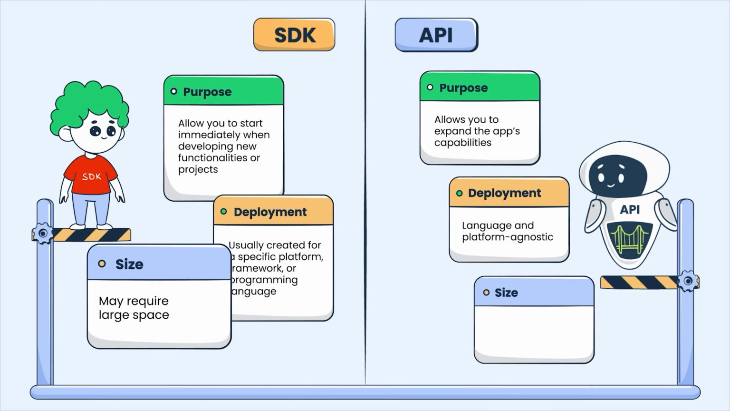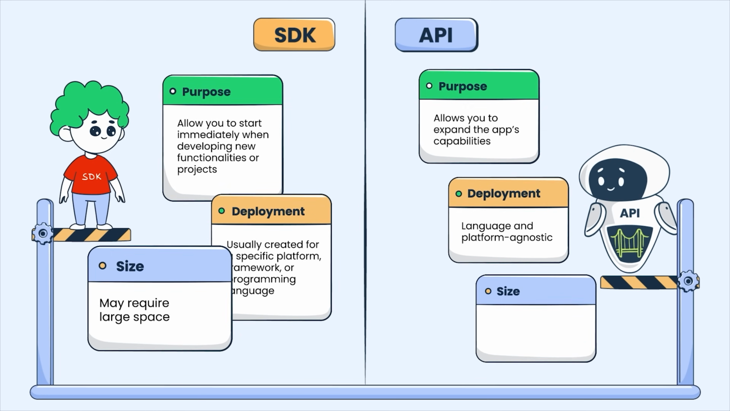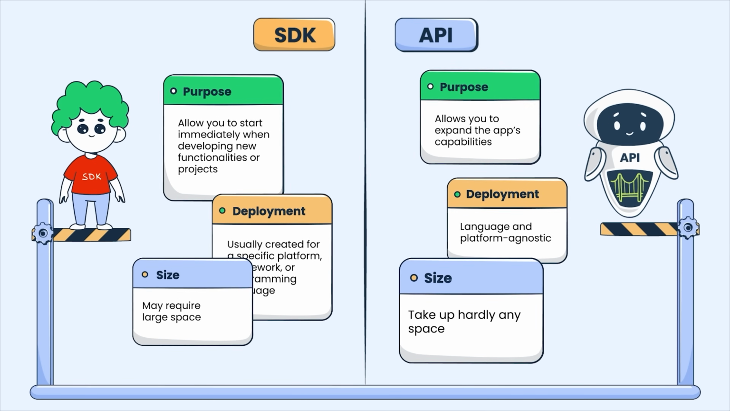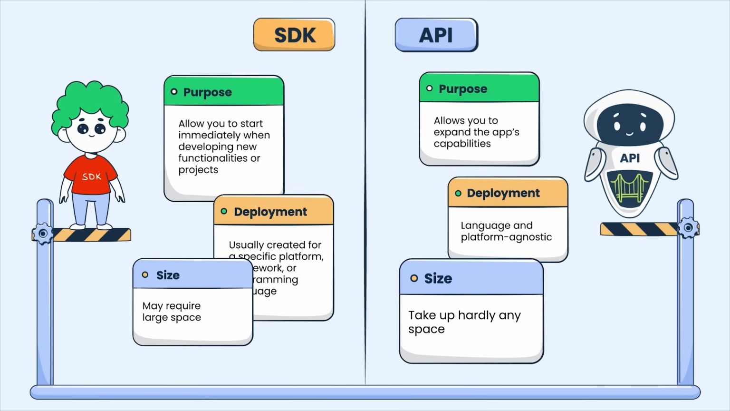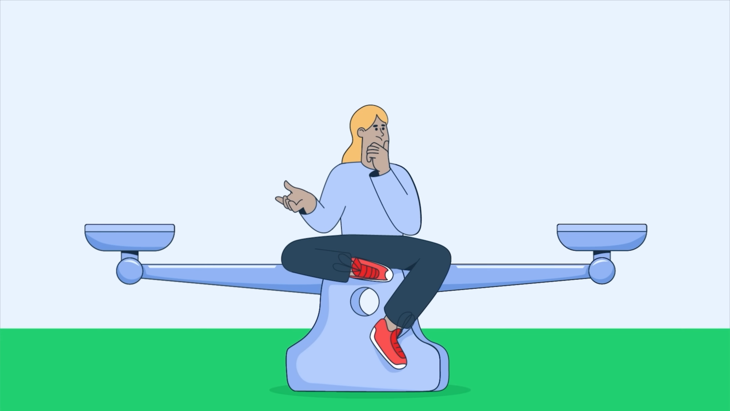Finally, SDKs may require fairly large space for installation, especially if they bundle extensive libraries and tools. APIs, on the other hand, take up hardly any space as they don't require installation and need only a few lines of code to get executed.